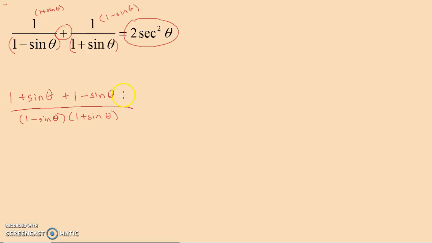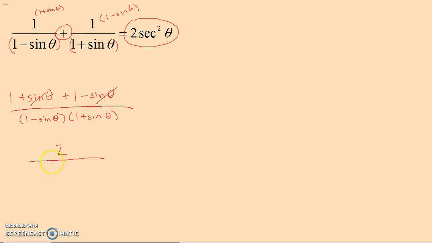All I did was get a common denominator, and when you get a common denominator, you have to adjust your numerators a little bit, and I did that. Let's see what happens here. I'm going to do a couple of things at once. On top, 1 plus 1 is 2. The sine theta and the negative sine theta cancel. That's easy. On the bottom, I'm actually going to go ahead and multiply that out.